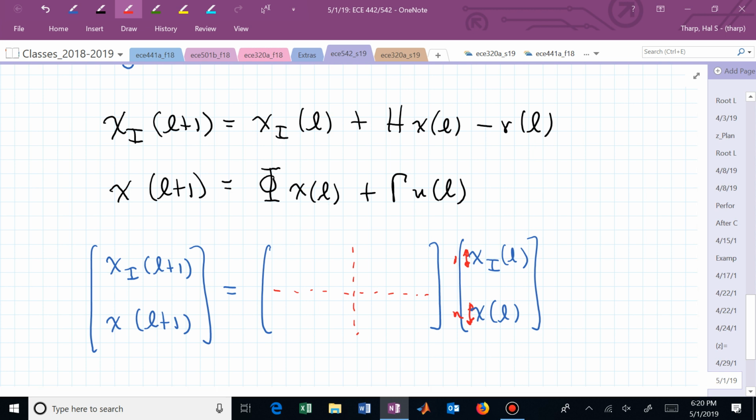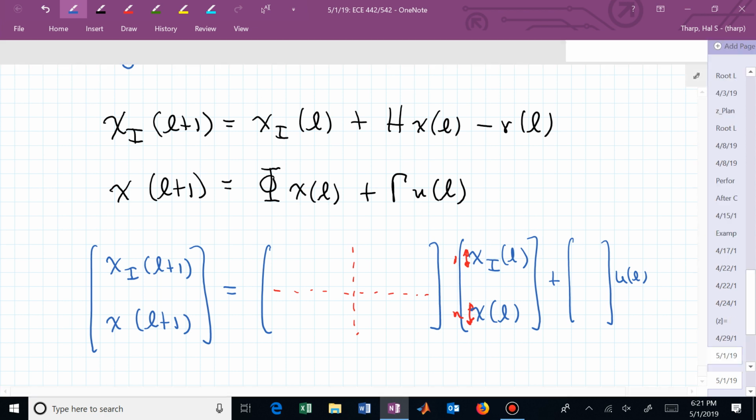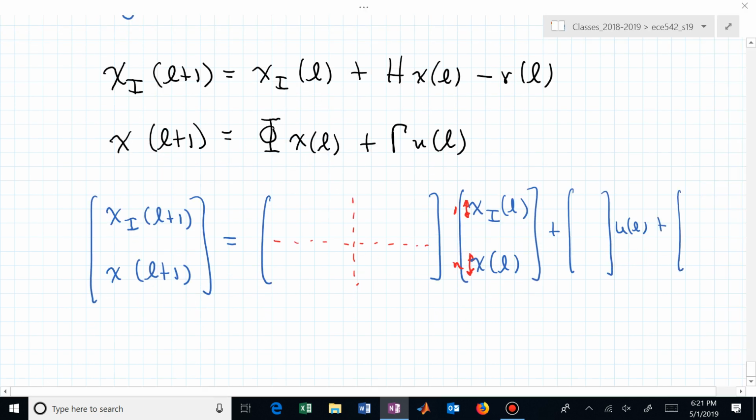If that's the case, I'm now going to compatibly dimension, or basically break up this augmented system matrix into 4 parts. I want to now fill in those parts based on this dynamic information up above. I need x sub I of L plus 1. Let's work on the top one first. And in fact, I'm going to need something times u plus something times r to include all of the pieces that I need.